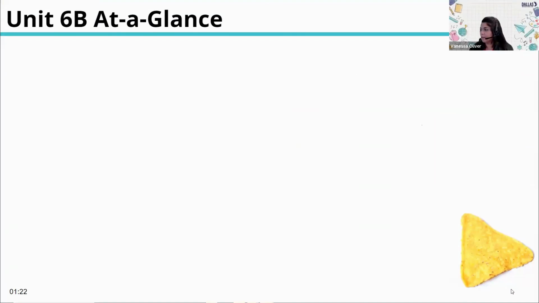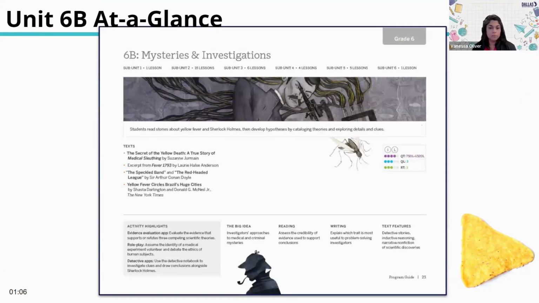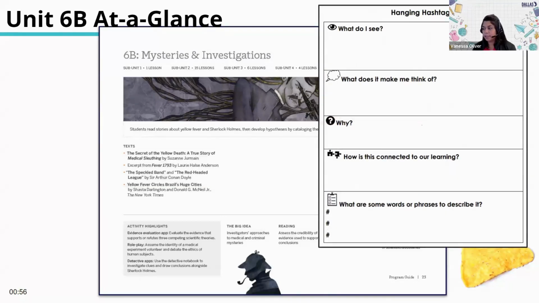Okay, so now we're going to whet our appetites for quarter two by looking at the upcoming units. Sixth, seventh, and eighth grade will all cover the second half of Unit B and all of Unit C. So here we have provided these units at a glance from Amplify. Again, sixth grade, quarter two will continue with 6B mysteries and investigations. So this hanging hashtags is an elevation strategy that uses images to build background knowledge to get students thinking about what they will be learning. Remember, these strategies can be modified to fit your students' needs and specific activities.